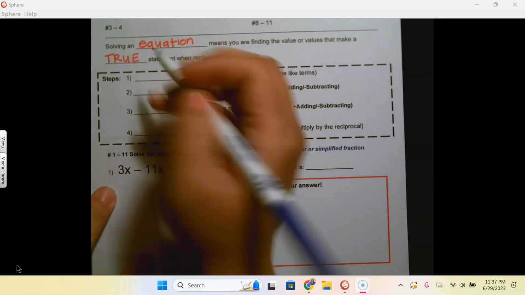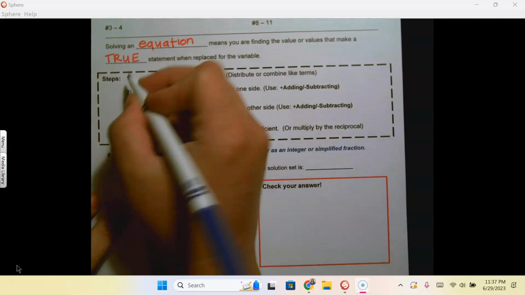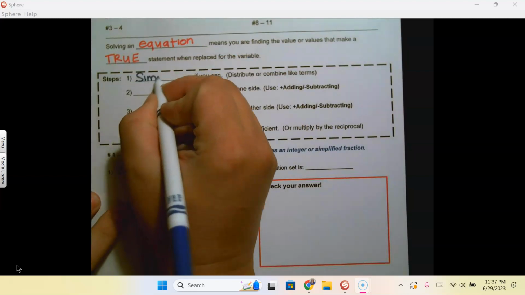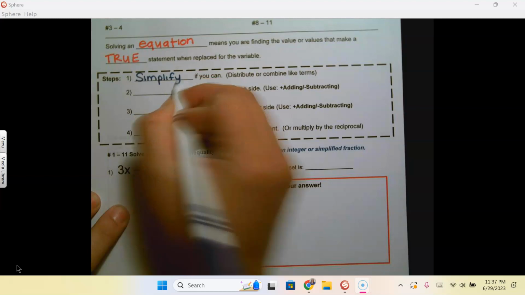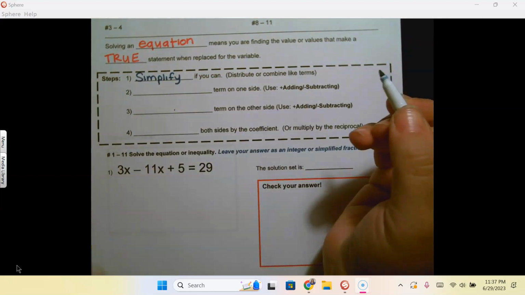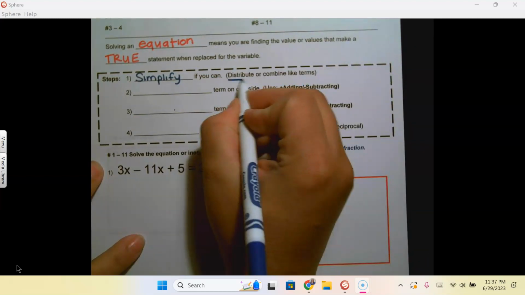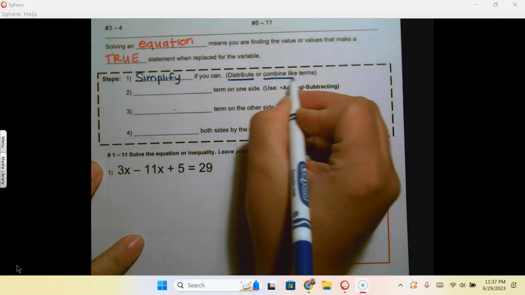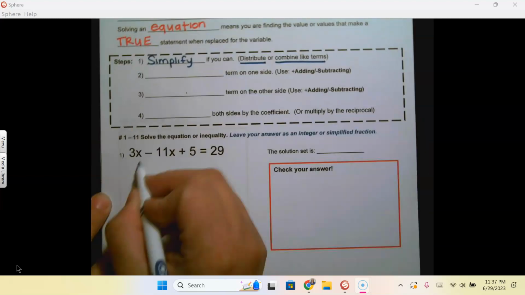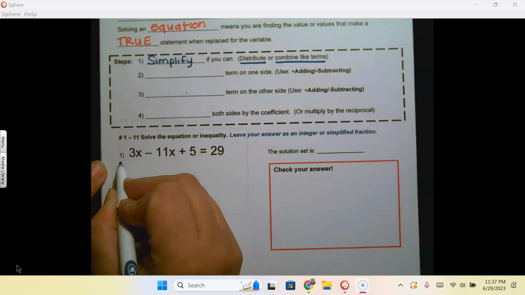So there are some steps that we're going to follow to solve each equation no matter what it looks like. So for the first step, we are going to simplify if you can. So in lesson 1, we discussed how to use the distributive property and how to combine like terms. So let's go ahead and do step 1 for example 1.